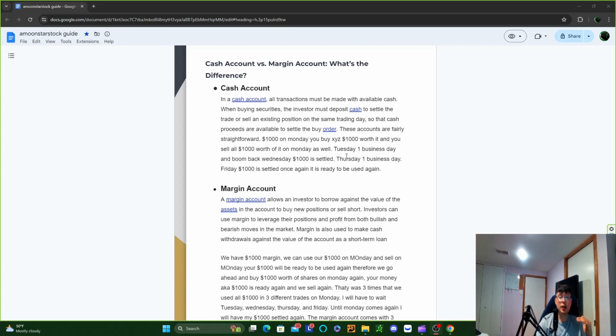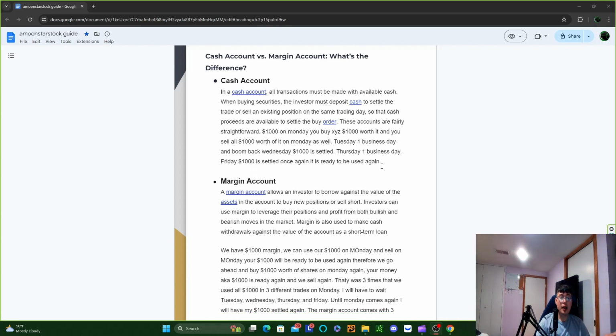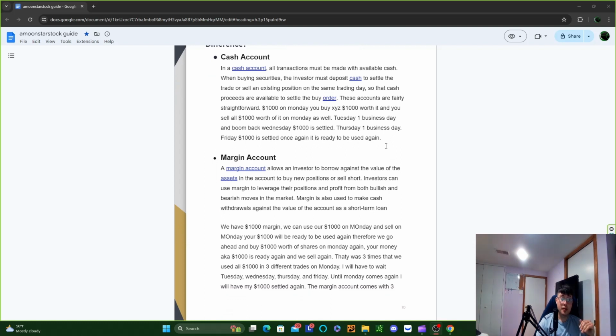So with the cash account, you can split up your $1,000 into $500, and you could use $500 every other day, because the $500 you use will be settled. That's one way I did it when I had a small account, and that is how I use the margin account as well. When I had my $10,000, I would use $10,000 on Monday, not trade on Tuesday because it was settling, and then on Wednesday it was settled, and I'll just continue that pattern.